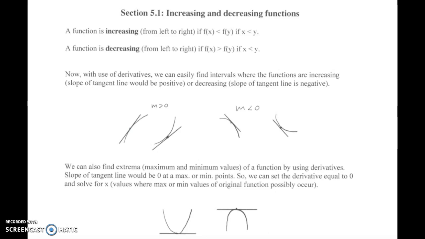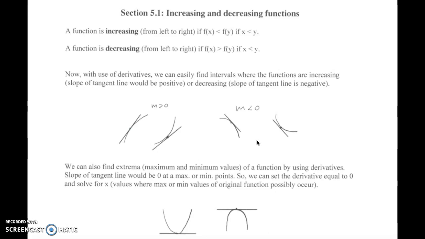A function will be decreasing from left to right if the point to the left has a y value that is greater than the y value of the point to the right. Visually, this looks like a line going up from left to right if a function is increasing, and a line going down from left to right if a function is decreasing. And when we have derivatives, we can easily find these intervals where functions are increasing and decreasing because of the slope of our tangent line.